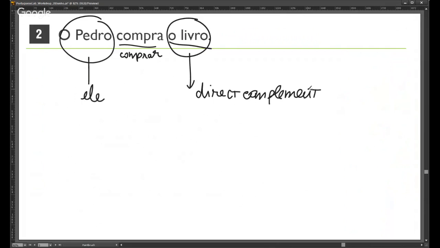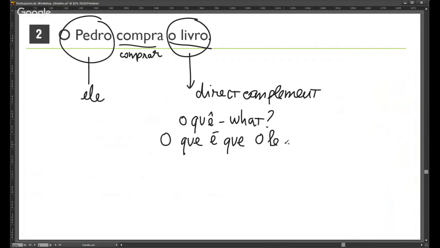For example, if you are having trouble identifying in the sentence what the direct complement is, you can ask the question, what, using the subject and the verb. For example, what does Pedro buy? Then the answer to this question is going to be the direct complement. Okay, what? Let me ask the question. O que é que o Pedro compra? What does Pedro buy? O livro. So when I have this answer, the book, I know that's the direct complement.